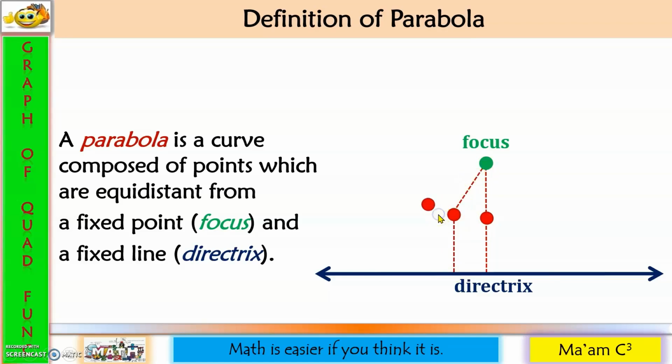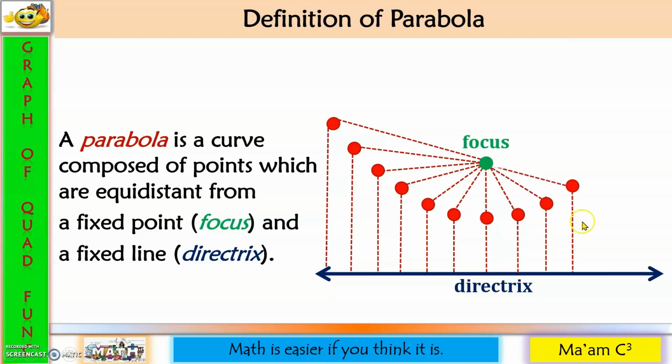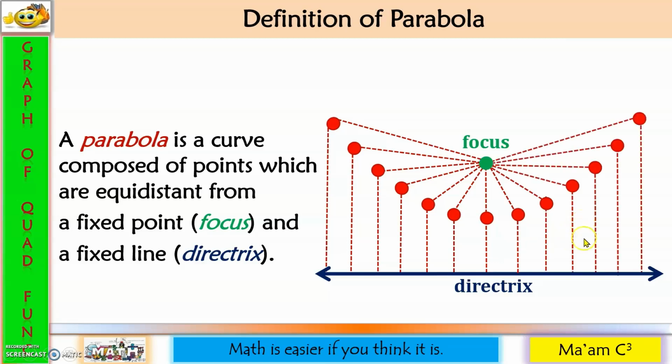I'll make another point again, which is equidistant from the directrix and the focus, and I'll add some more points. I'll do the same thing here. I'll create a point equidistant from the directrix and the focus, and some more points. Now, when I connect these points, I'll have a parabola.